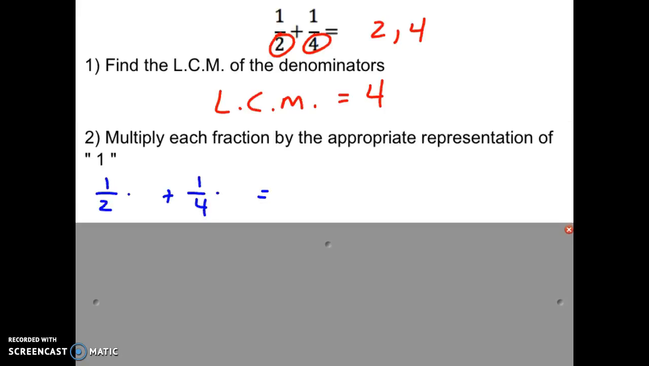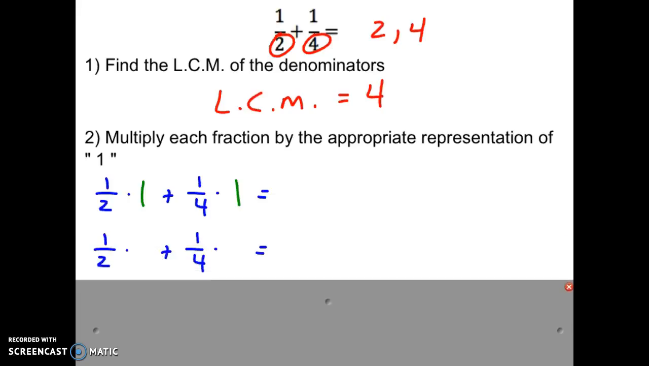Next, we're going to multiply each fraction by the appropriate representation of 1. Now, I know this sounds really weird, but if you think about the multiplicative identity, which is 1, you can multiply anything by 1 and get your original equation back. Now we're starting with 1/2 plus 1/4. So if we're going to multiply by 1, 1/2 times 1 is still a half. 1/4 times 1 is still a fourth, so we have not really changed the problem.